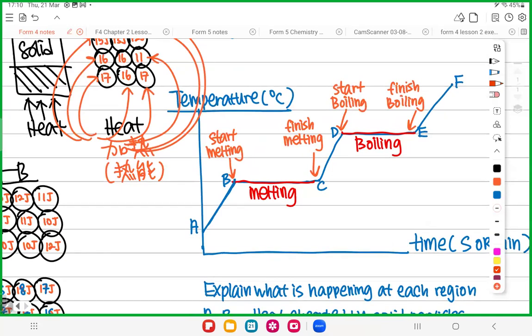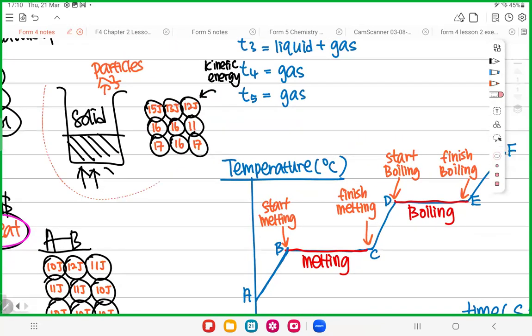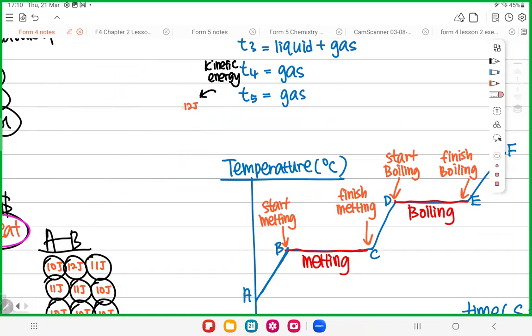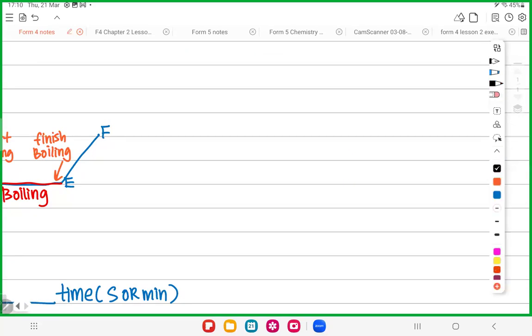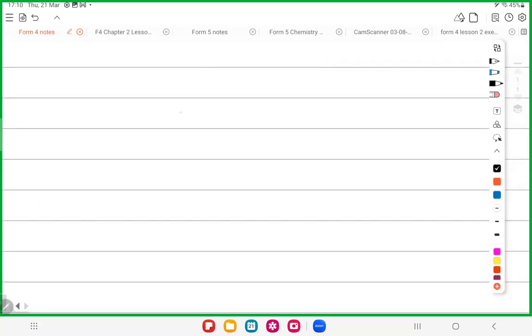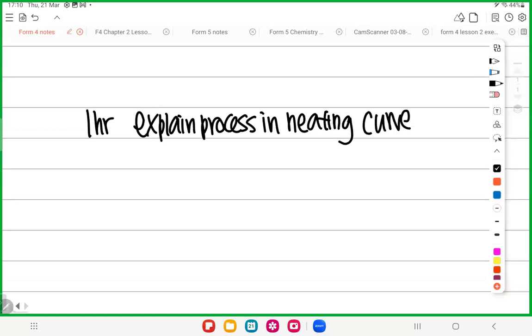So now what do we want to do today? Today, the plan is this. For the first probably about an hour, we will learn how to explain the process happening in the heating curve. We need to know how to explain. And after that, we will do some good quality structured questions.